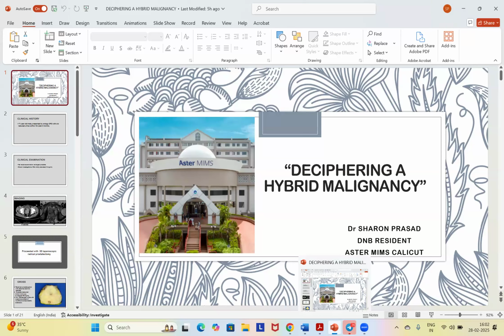For this patient, platinum-based chemotherapy was given, but the patient was lost to follow-up. An FDG PET scan was also suggested to rule out any metastatic lesion, but the patient was lost to follow-up from the hospital.